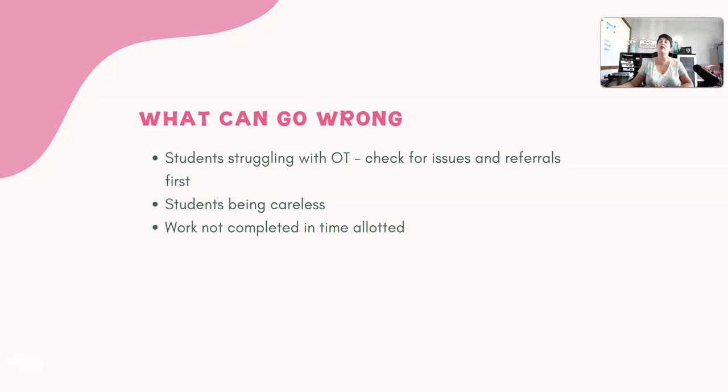The other thing that can go wrong is students being careless. And I see this until I start correcting it. So when I start fixing and editing all of their cursive, then they realize how picky I intend to be. And then when that's the case, they start doing a better job. I do find, for the most part, you're always going to have one or two that don't.